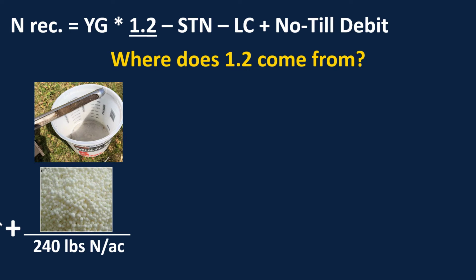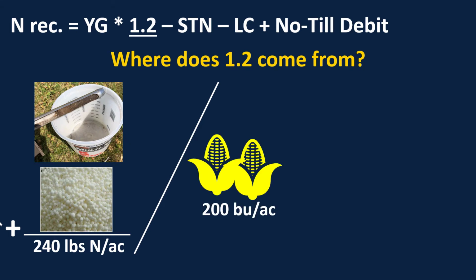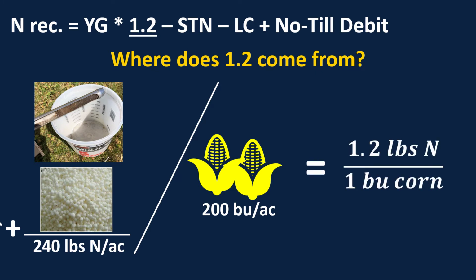And then we're going to take that number and divide it by the bushels per acre that we achieved with that soil test plus fertilizer nitrogen value. So in this example, 200 bushels per acre. We do the math, and we get 1.2 pounds of nitrogen per bushel of corn. And this is where that 1.2 number comes from.